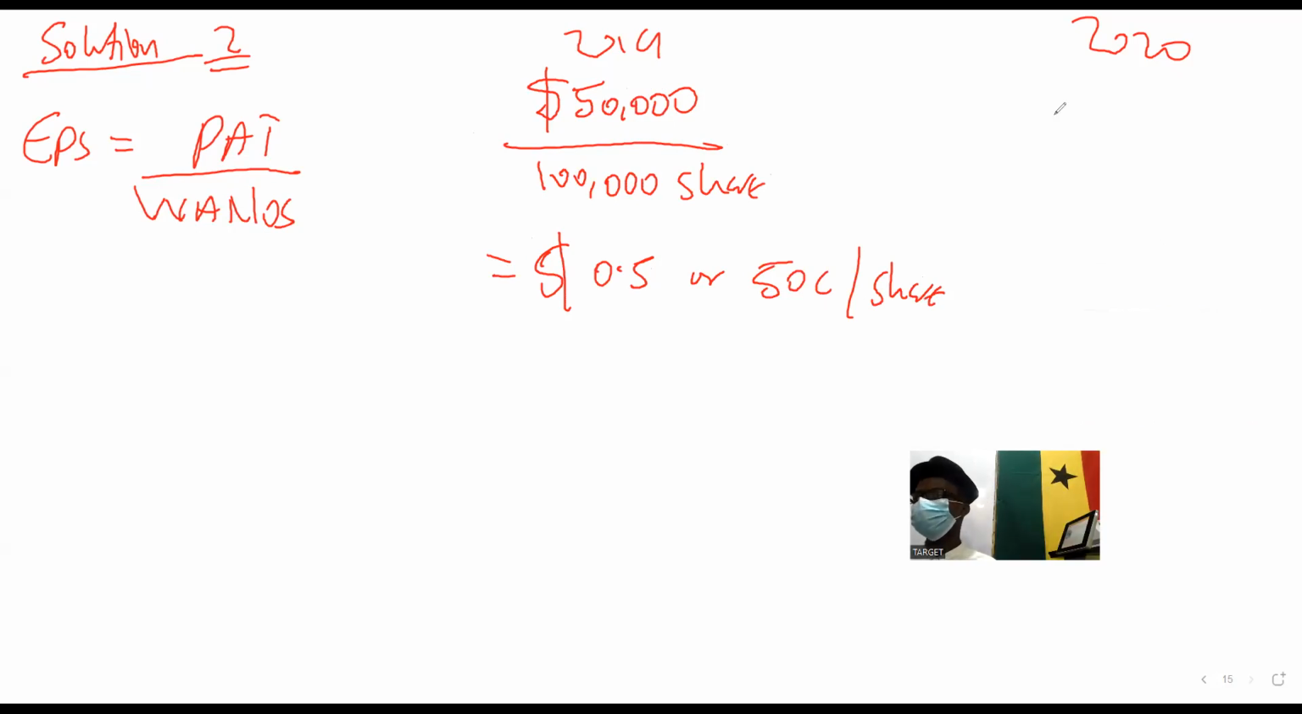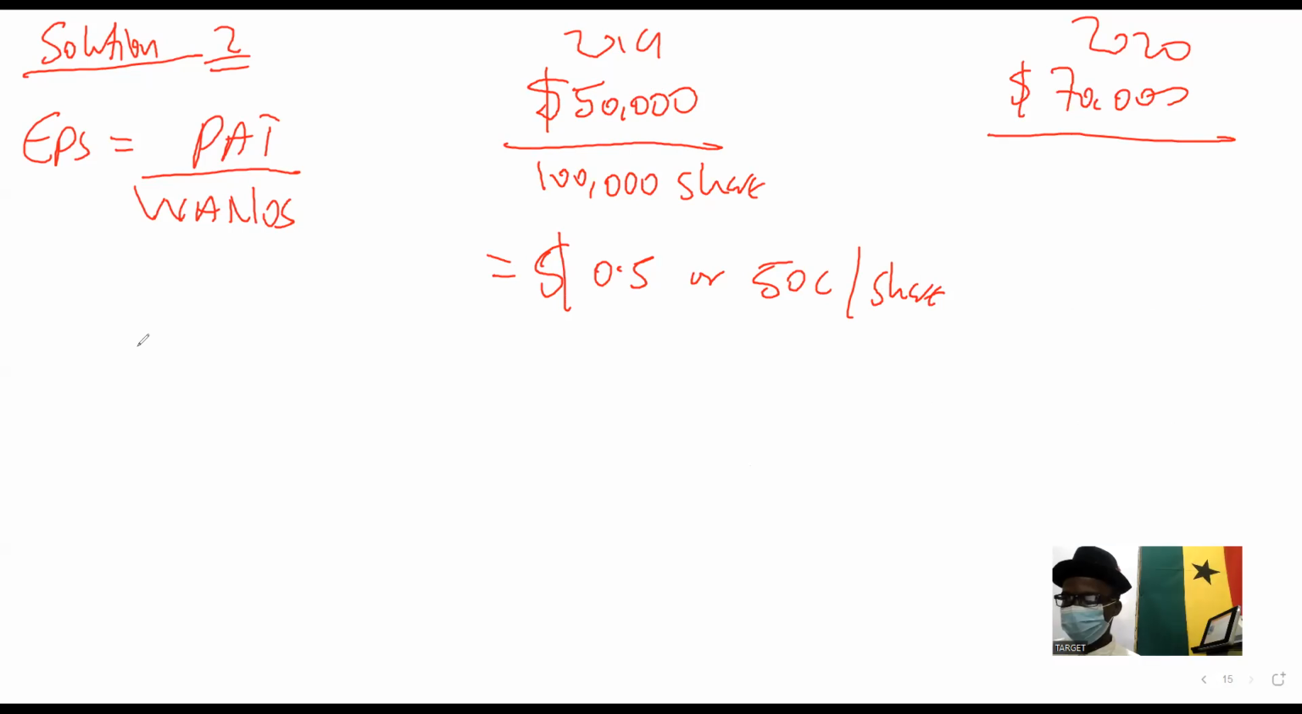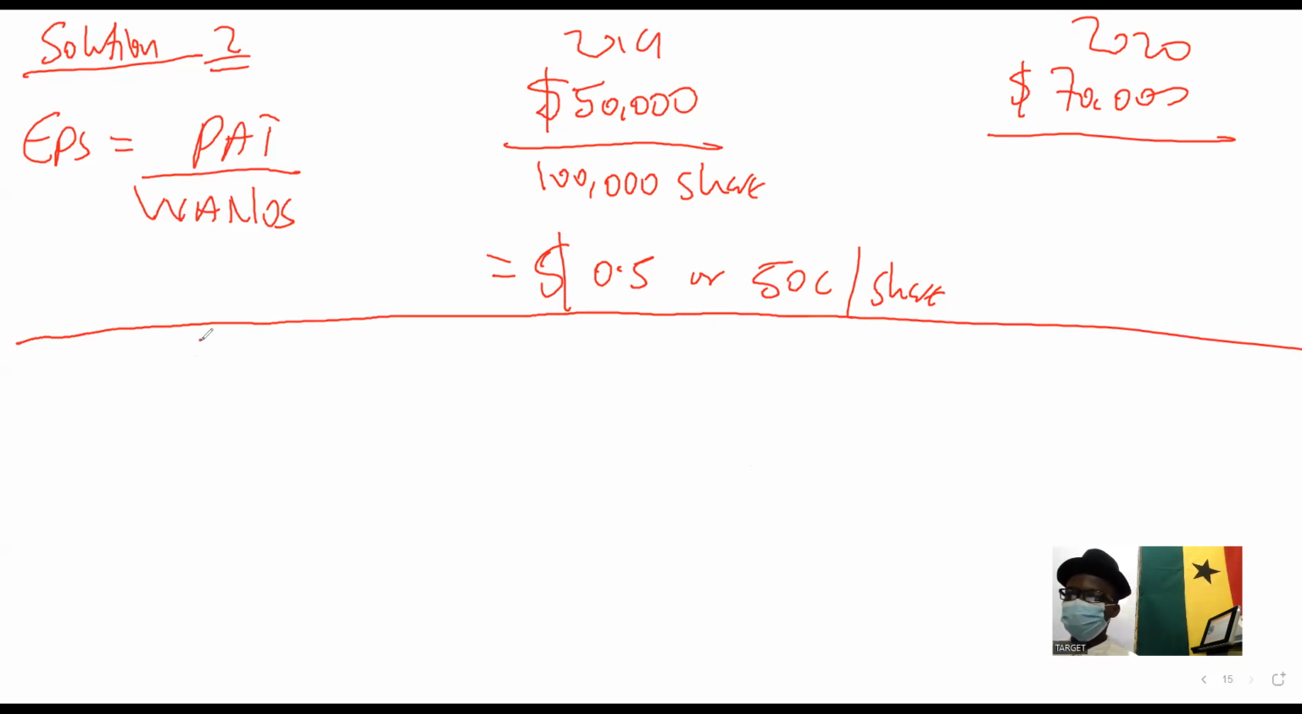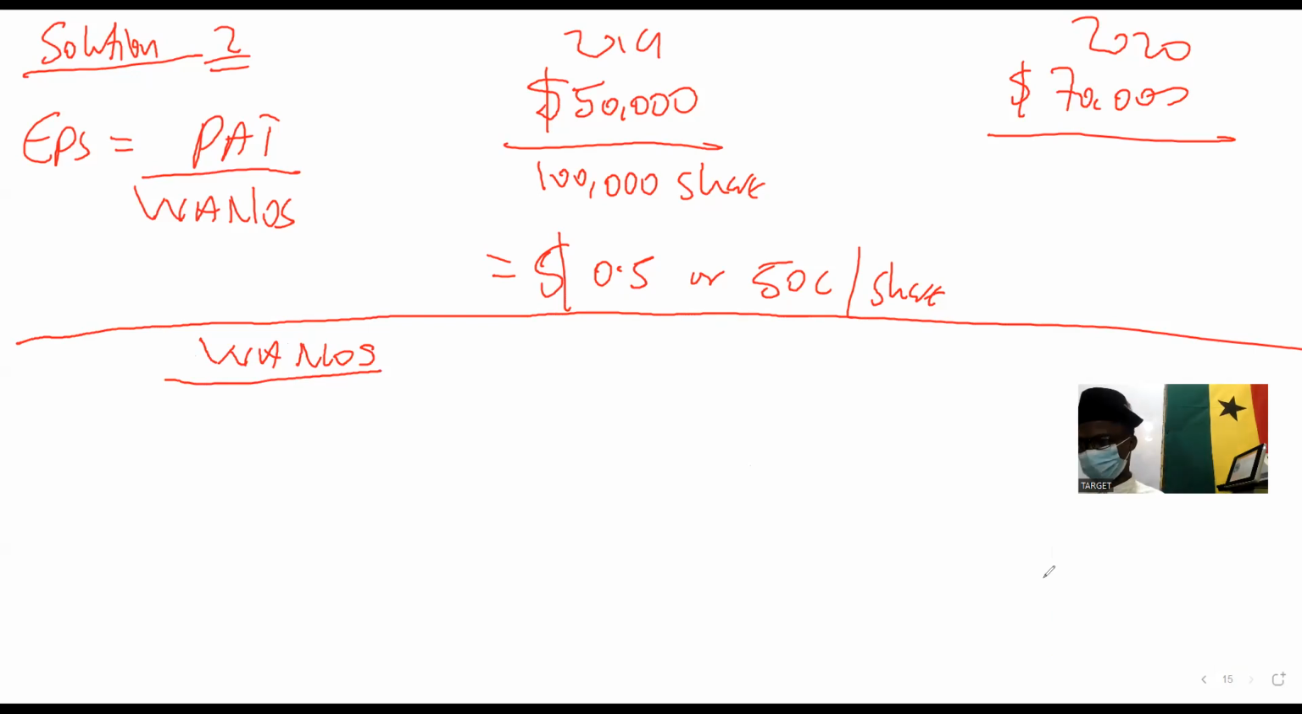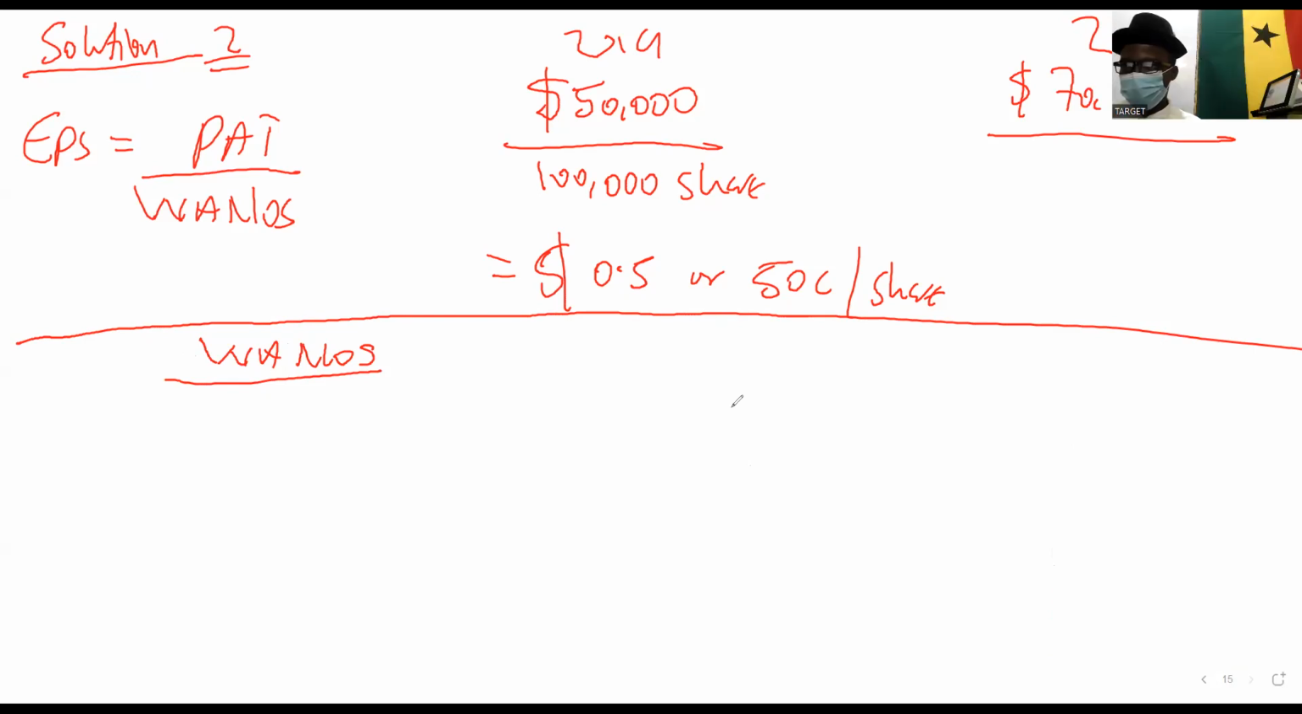What about 2020? In 2020, we have $50,000. We don't know the weighted average number of shares, so let's go and calculate it here. So we are going to calculate the weighted average number of shares. This time, include bonus. Take notice, I have magically added bonus to it. So take notice of the earnings per share. Look at how you're going to do the bonus. That's where the focus should be.